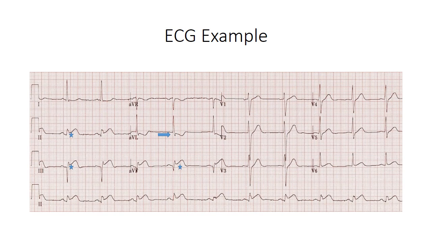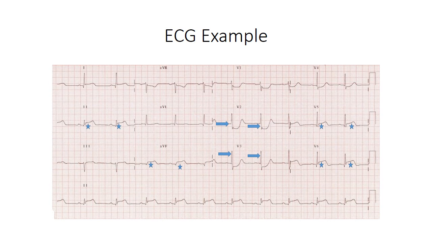Here's another ECG. This shows an inferior myocardial infarction. I've starred the areas where there's ST elevation, which are in the inferior leads 2, 3, and AVF, and there's an arrow showing the reciprocal ST depression in one of the high lateral leads, AVL. Remember, we are always comparing to the TP segment.